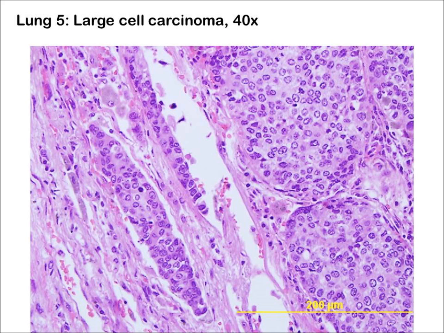The tumor cells are in small clusters invading the surrounding connective tissue. They have a polygonal shape, which is characteristic of large cell carcinoma. This now concludes the laboratory on bronchiogenic carcinomas.